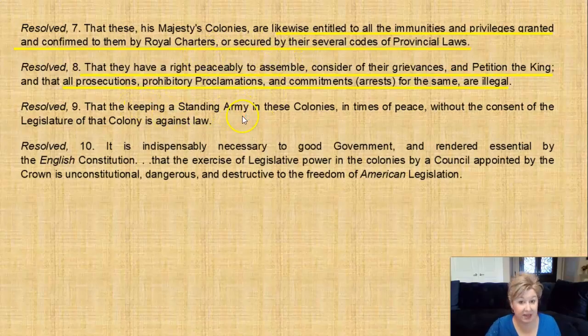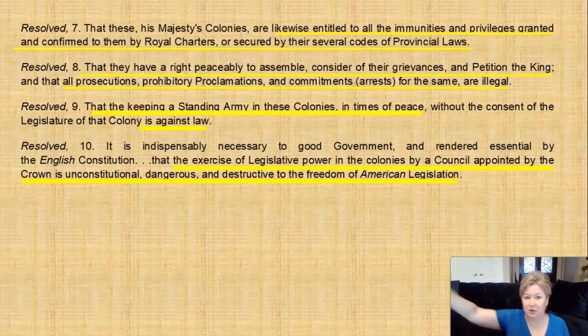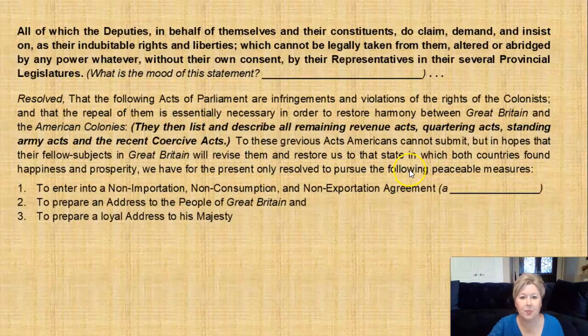Number 9, keeping a standing army in these colonies without consent of the legislature of the colony, that's against the law. They're right, it is. It's against the law. 10, it is necessary to good government and rendered essential by the English Constitution that the exercise of legislative power in the colonies by a council appointed by the crown, that's unconstitutional and dangerous and destructive to the freedom of American legislation. Parliament governing over us is illegal and dangerous and unconstitutional.